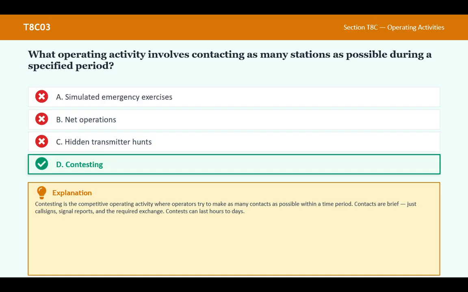What operating activity involves contacting as many stations as possible during a specific period? D. Contesting. Contesting is the competitive operation activity where operators try to make as many contacts as possible within a time period. Contacts are brief, just call signs, signal reports, and required exchange. Contests can last hours to days.